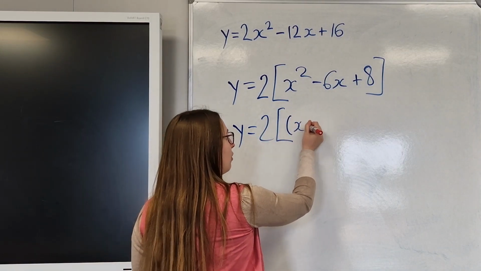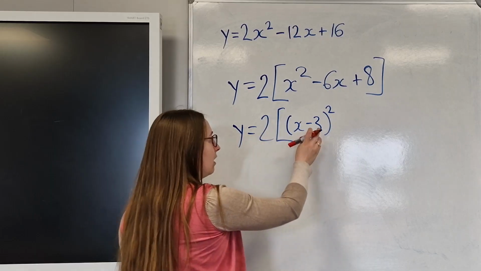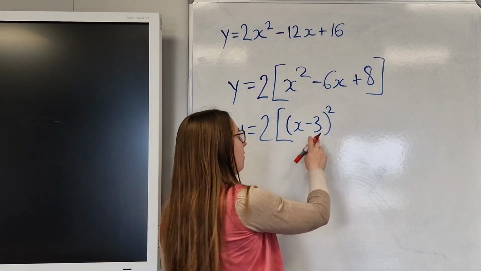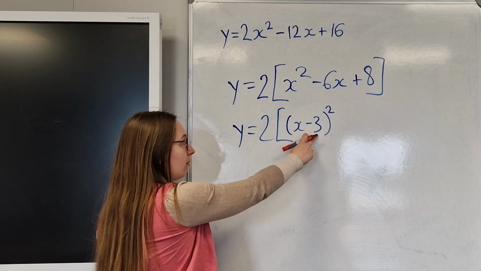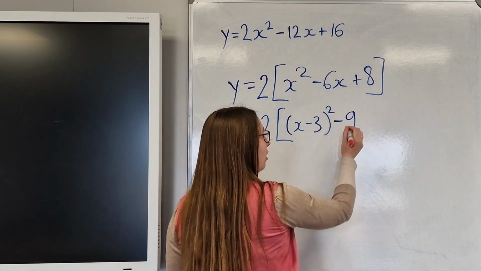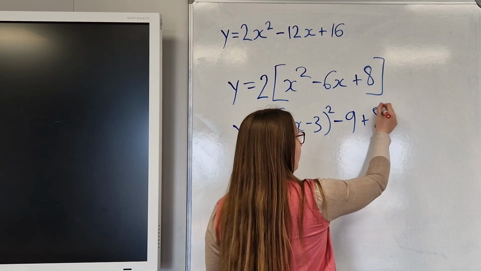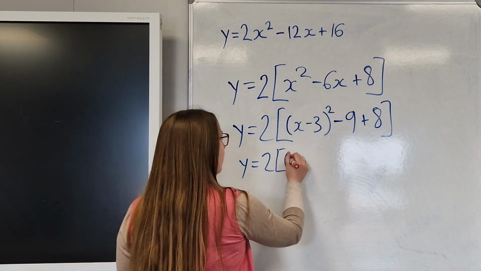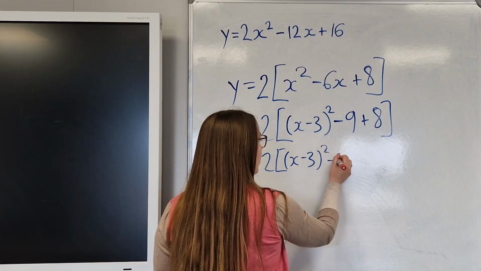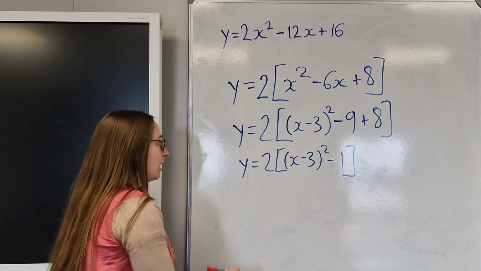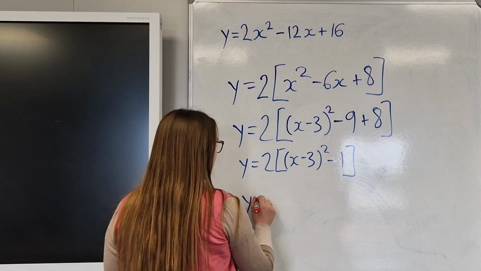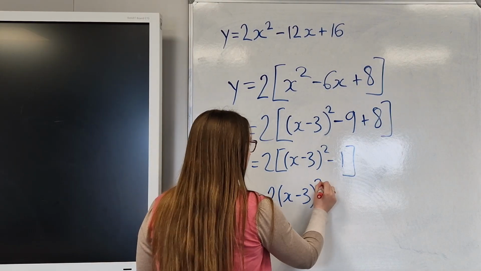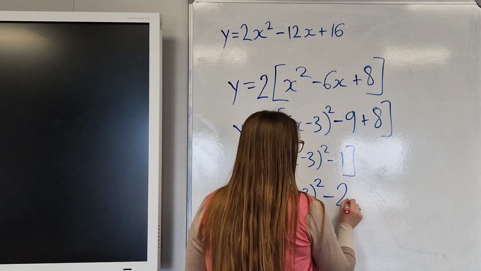So I'm going to get x minus 3 all squared. This minus 3 comes from the fact that we half whatever this number is here. I'm then going to do minus 3 squared, which is 9. Take away that term, then plus 8. So now I want to do the minus 9 plus 8, which is minus 1. And now at this point I'm going to multiply everything through by 2. So I'm going to get 2 lots of (x minus 3) all squared minus 2.